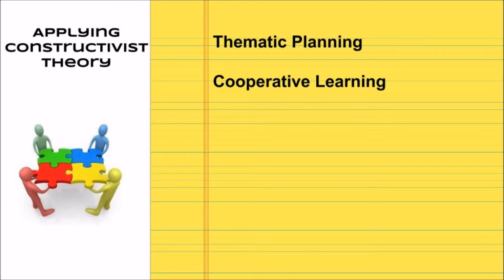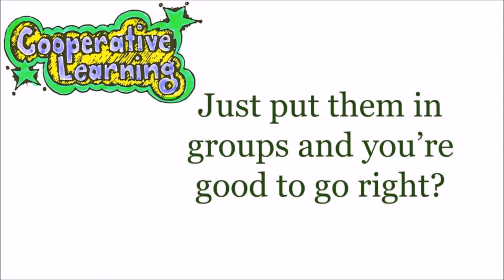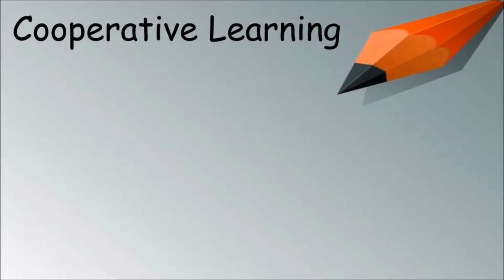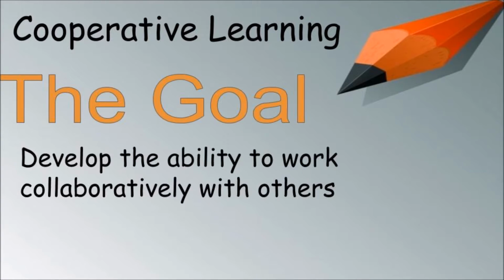Since we know that social context is a critical part of constructivist theory, cooperative learning is another way to put this theory into practice. So just put them into groups and you're good to go, right? Wrong. Keep in mind that if not done properly, cooperative groups can have a negative impact on learning. Remember that with cooperative learning, the central goal is to help students develop the ability to work collaboratively with others.